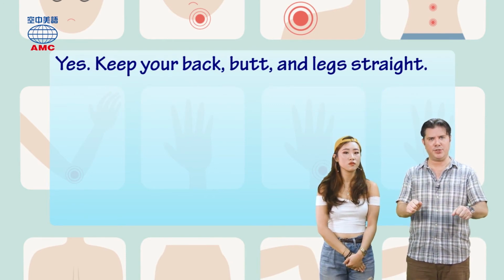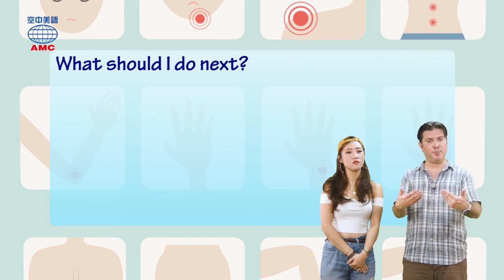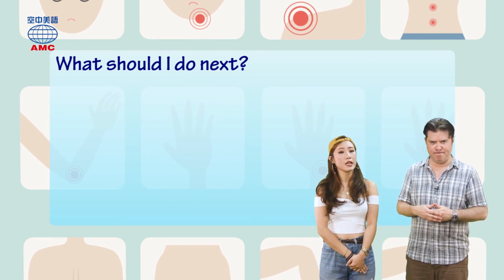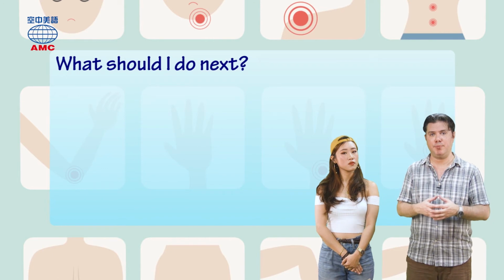She's in the right position. So she asks, what should I do next? What's the next part of this exercise? Next, Phoebe asks, so what should I do next? So the coach basically tells her how to do the classic push-up.